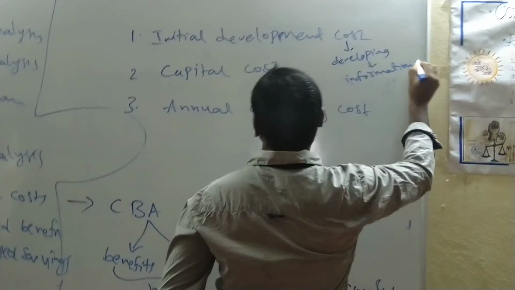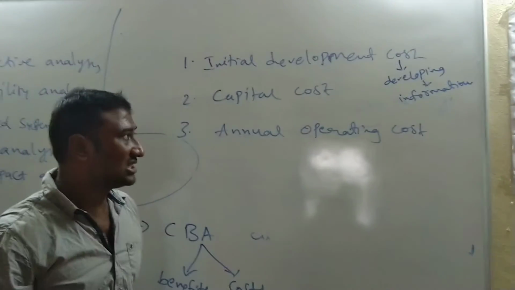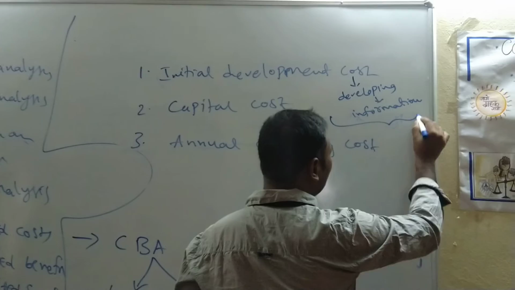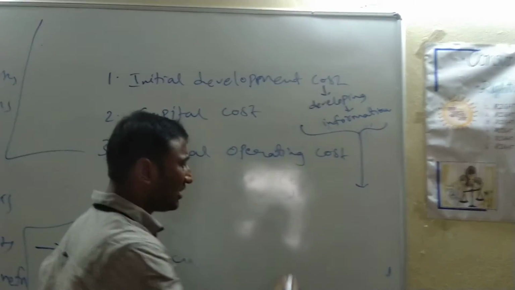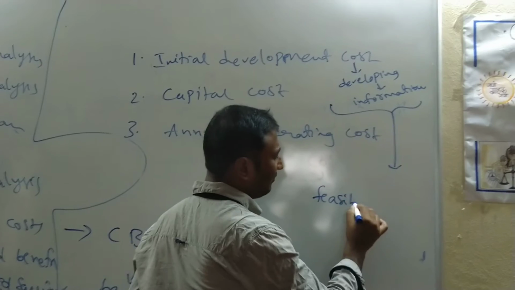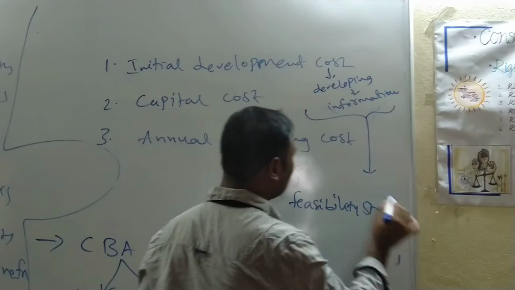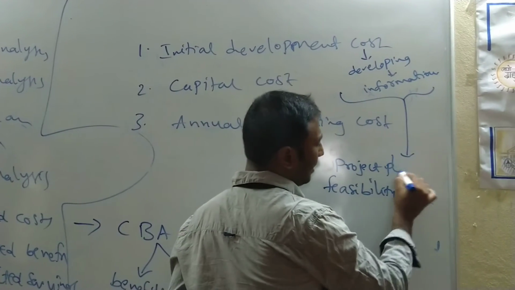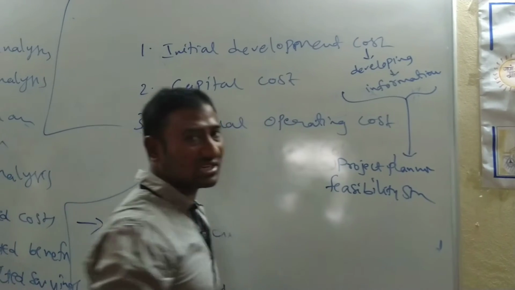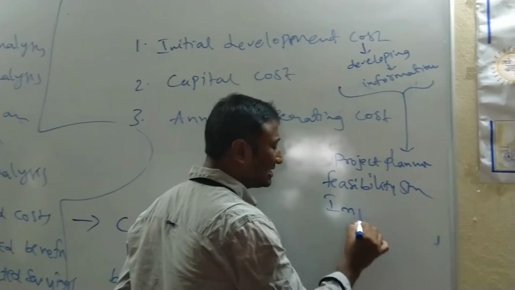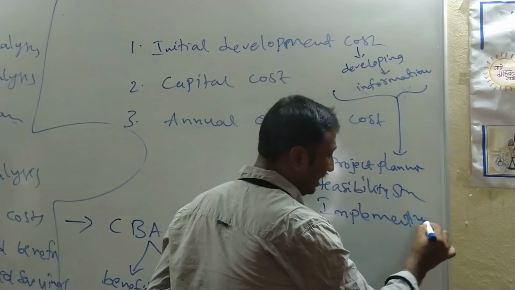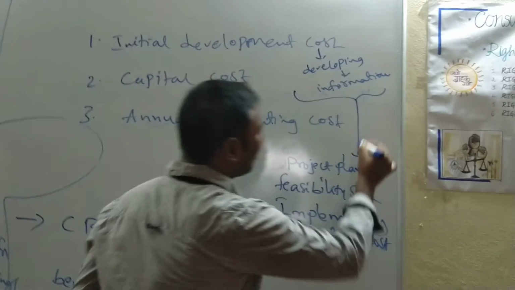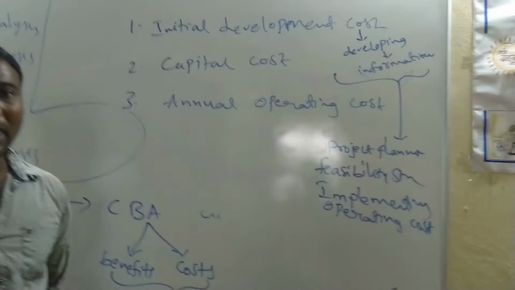This is called the initial development cost. This initial development cost includes the feasibility study cost and planning cost, project planning cost, feasibility study cost, and implementing and operating cost. So these are included within the initial development cost.